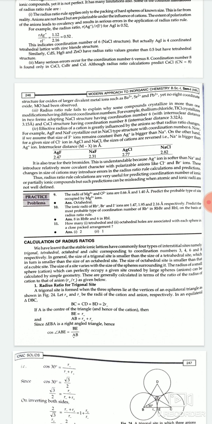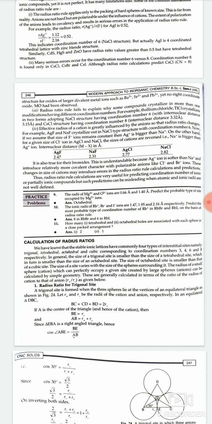Internuclear distance in angstrom for AgF is 2.47, NaF 2.31, AgCl 2.77, NaCl 2.82. It is also true for their bromides. This is understandable because Ag+ ion is softer than Na+ and introduces relatively more covalent character with polarizable anions like Cl- and Br- ions. These changes in size of cations may introduce errors in the radius ratio rule calculations and predictions.